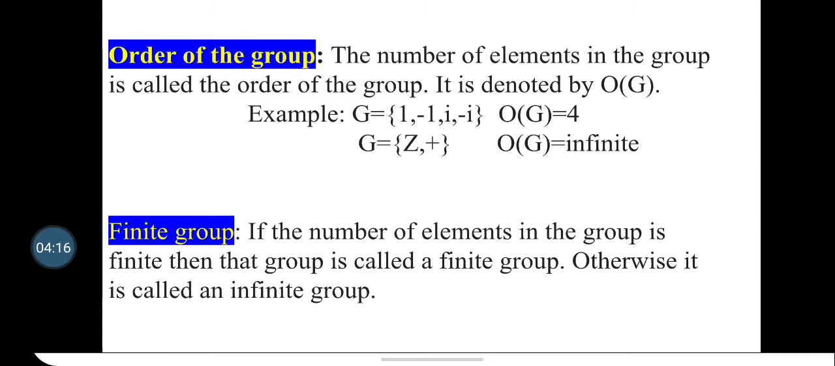Next we will see what is meant by a finite group. If the number of elements in the group is finite, then we say that it is a finite group. Otherwise, it is said to be an infinite group. In the above examples, we can easily see that the first example, G = {1, -1, i, -i}, is a finite group, whereas the second example, G = (Z, +), is an infinite group.